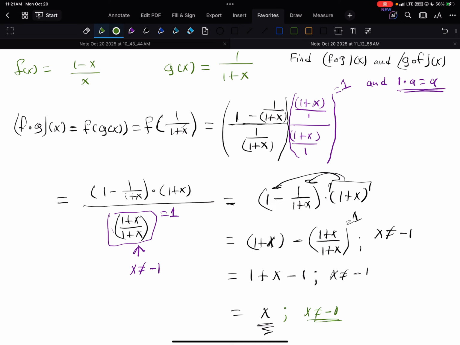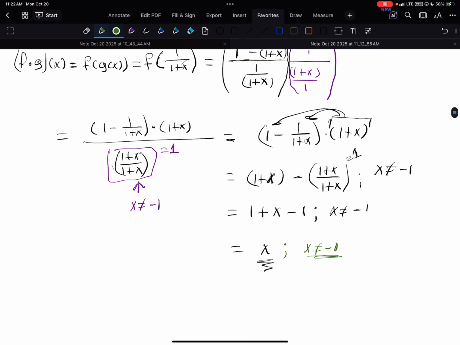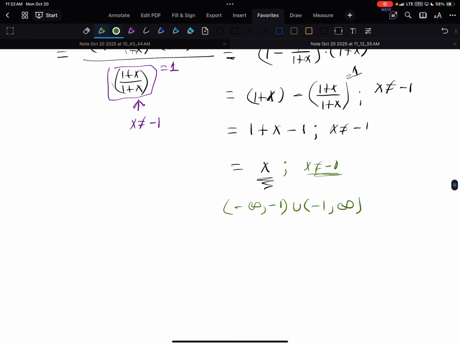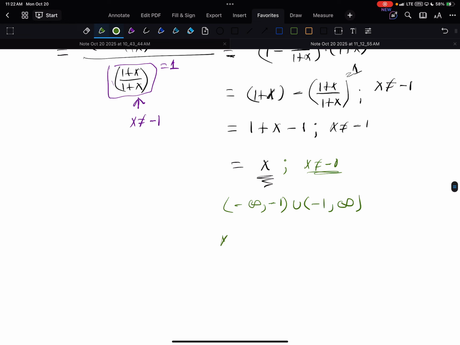What I'm having to do is find out what number would create a 0 down here, and negative 1 would create a 0 down there. That's what I've been finding when I do that check. Okay, and so if I was to write this domain out, it would be negative infinity up to negative 1, unioned with negative 1 up to infinity, or I would say x such that x not equal negative 1.